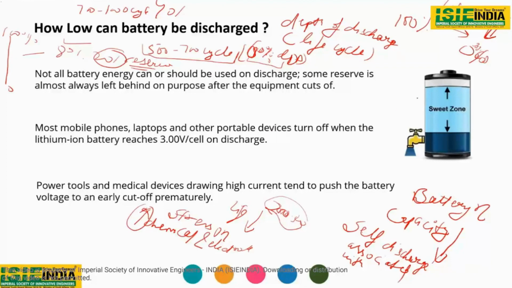If you look at this, this is a schematic, an analogy of a battery. This is a battery pack. Now you can see that there is a speed zone. There is an upper limit and there is a lower limit.